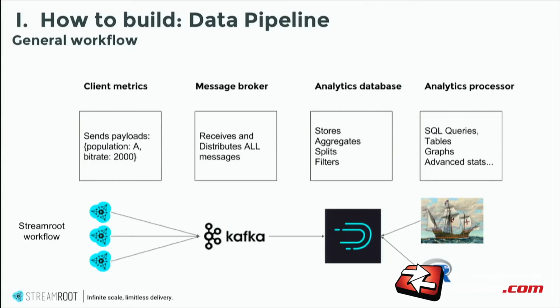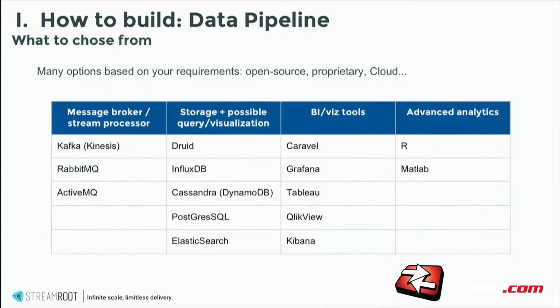This is what it looks like at Streamroot. So we use Kafka as our message broker and Druid as our analytics database, and we're going to go into a little bit more detail about that afterwards. These are not the only solutions. There are a lot of different solutions out there, depending on your use case, if you want to use open source or a proprietary solution. They're definitely not one size fits all, so do your research on those.